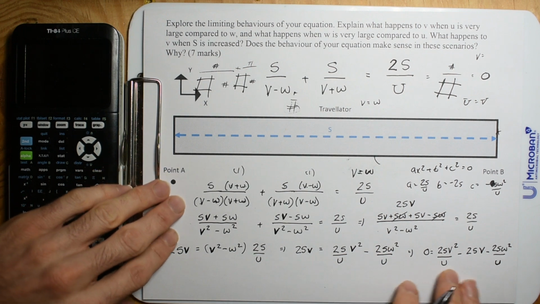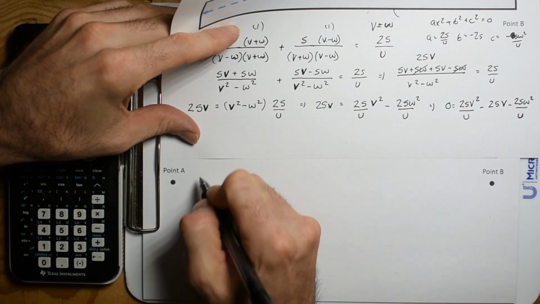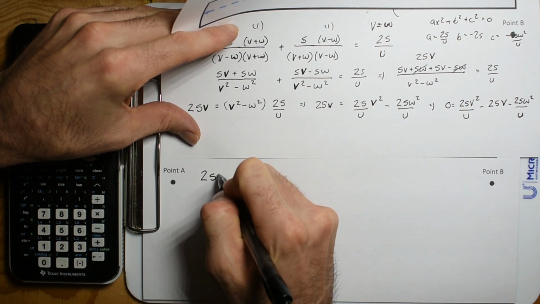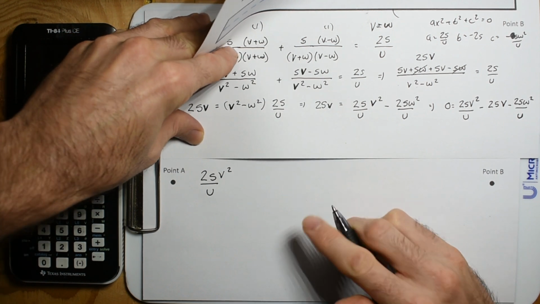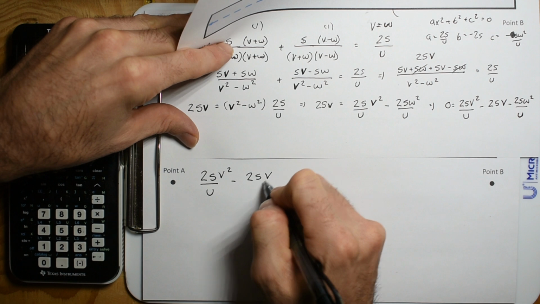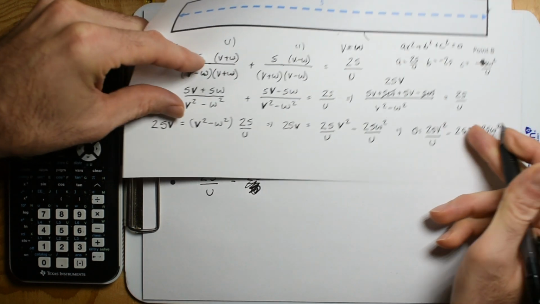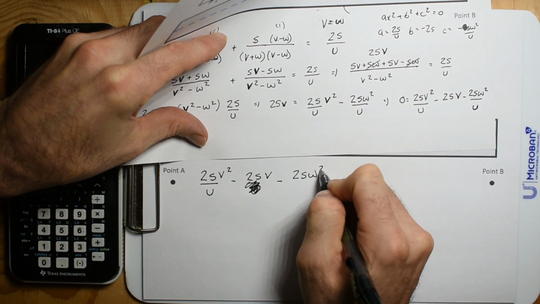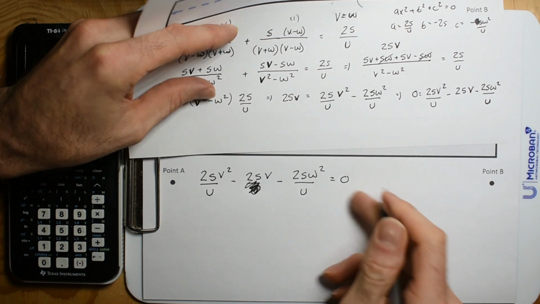But what we're going to do is we're going to complete the square. So let's grab a fresh sheet of paper. I'm going to write this way: 2S V squared over U, minus 2SV, whoa, sorry, there's no other term there, minus 2SW squared divided by U. All right, this is equal to 0.